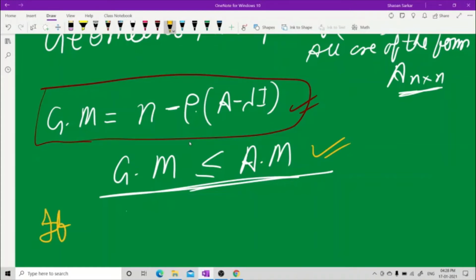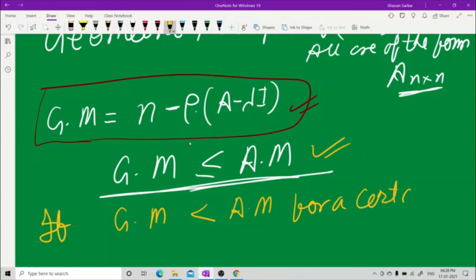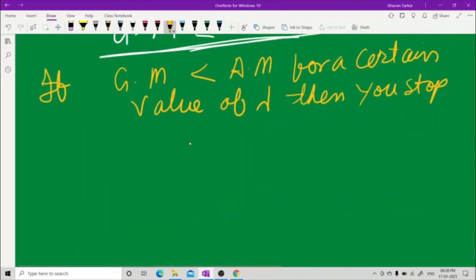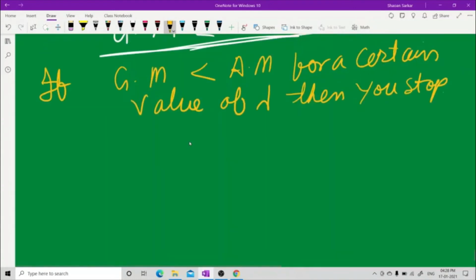If geometric multiplicity is strictly less than, that is, not equal to algebraic multiplicity for a certain value of lambda, that is the eigenvalue, then you need not proceed here. Then you stop. I'm not telling you diagonalizable or anything, because that's not in your syllabus of GGSIPU. I'm just telling you this. You stop there. I'll do it with an example and you will be very clear.